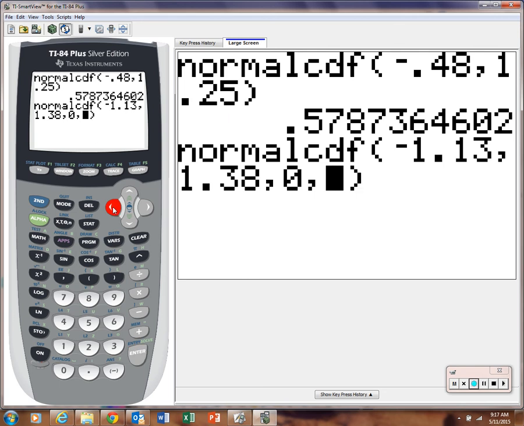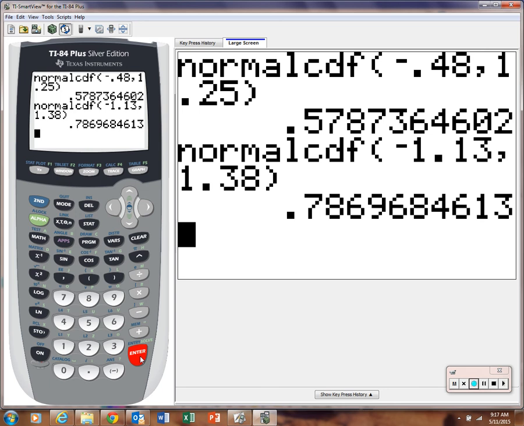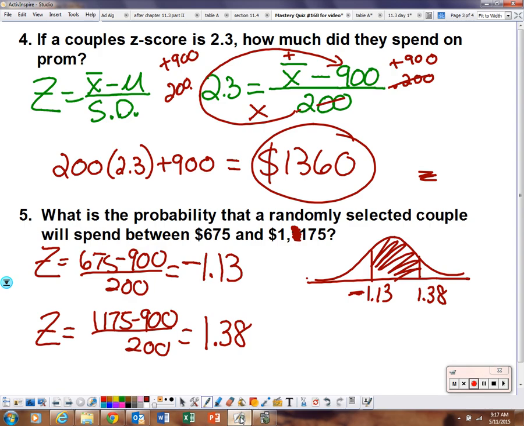Again, if you use the calculator and you have an older one, you will not see this part, so that's what you should see on your calculator, normal CDF. Enter, and we get 0.78, we're going to round it, 0.787. So the probability equals 0.787, and if we change that to a percent, that's approximately 78.7% of couples will spend between $675 and $1,175. All right, that's it. Good luck.